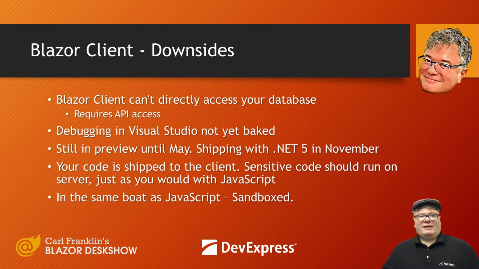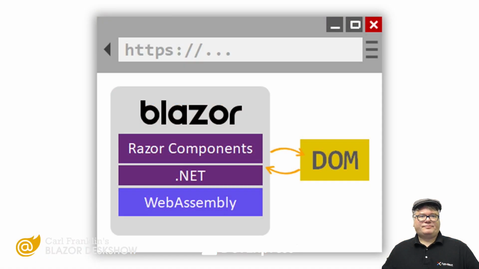And WebAssembly is in the same boat as JavaScript. It's running in a sandbox, so it's secure, it's safe. You can't do anything in Blazor WebAssembly that you can't do in JavaScript. Did I say that right? You know what I mean, right? So if you can't do it in JavaScript, you also can't do it in Blazor WebAssembly.